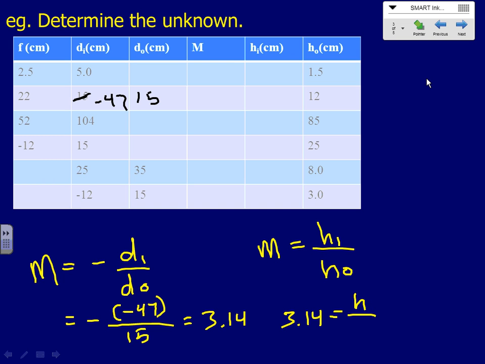3.14 hi. What's the height of the object? 12. So hi is equal to, I'm not rearranging that. You guys tell me what the answer is. What do you got? Yep, Marissa? 37.68. We really only have 2 digits in all of these. So 37.6, I'm going to round to 38 centimeters. Okay? It's really big.